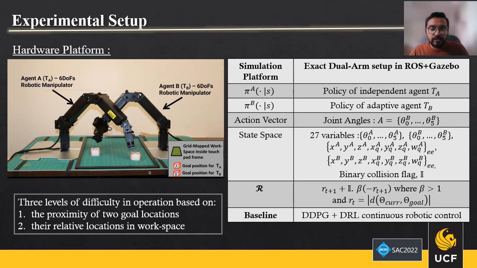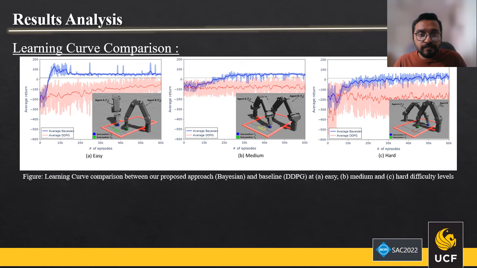The baseline is the DDPG, a deep reinforcement learning-based continuous robotic control scheme. We have three levels of inference based on the proximity of two goal locations and their relative locations in the workspace. Now let's do analysis on our results. First we will do a comparison of the learning curve.